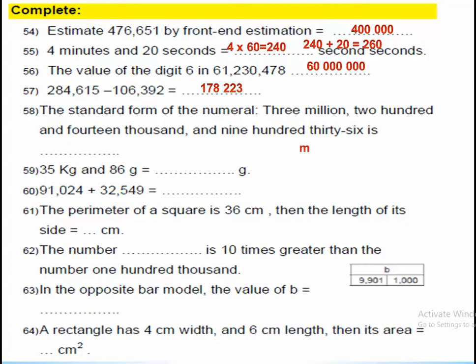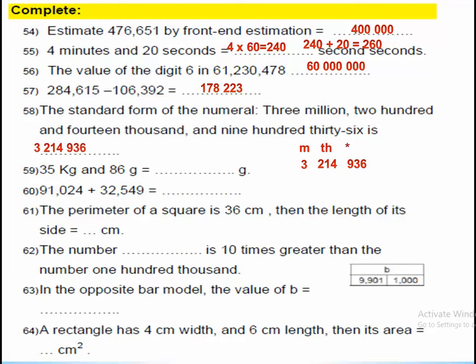The standard form of the numeral 3,214,936 is, let's write the places: million, thousand, ones. We have 3 million, and 214,000, 214 and 936. So the number is like this.